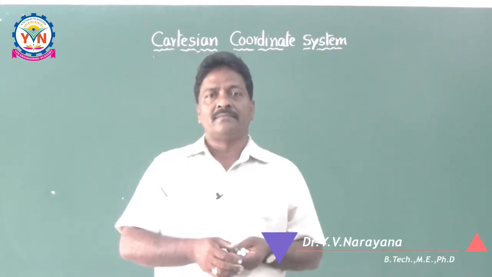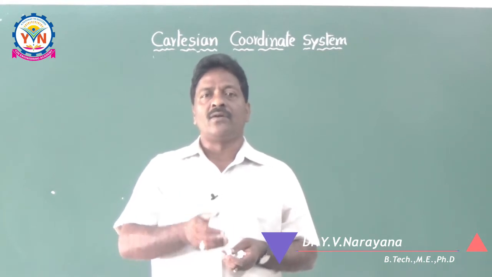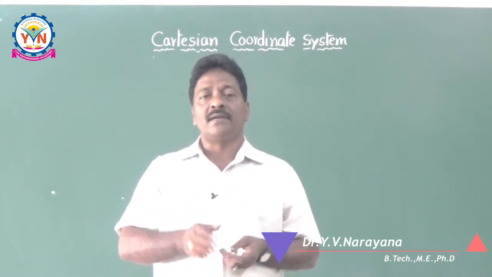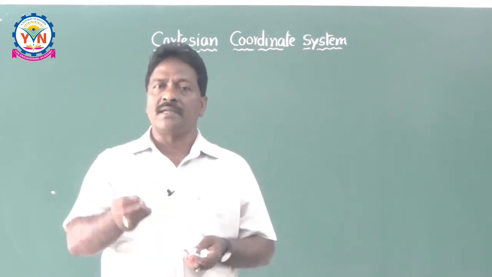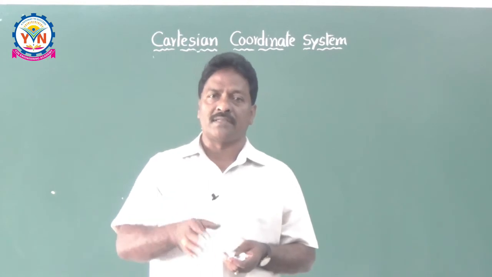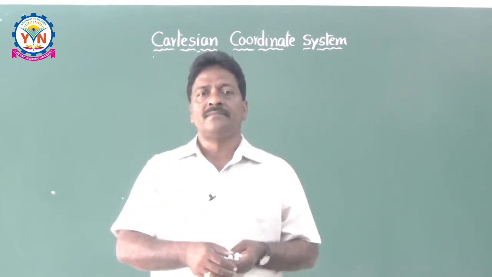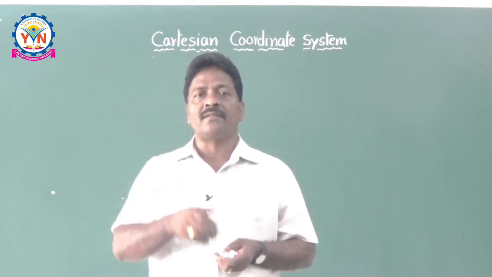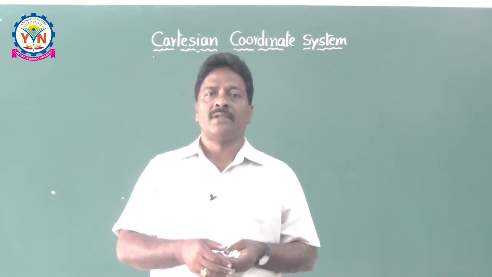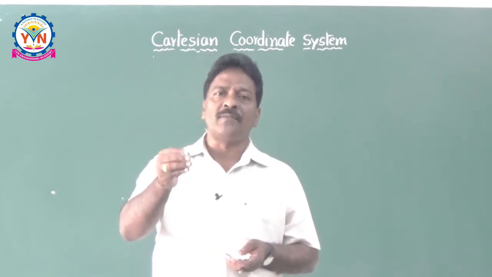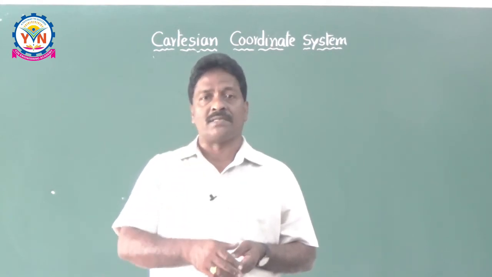Dear students, in this class, we are going to discuss the coordinate systems. There are three coordinate systems: Cartesian coordinate system, cylindrical coordinate system, and spherical coordinate system. All these coordinate systems are very useful to study electromagnetic fields, which are always varying with respect to distance and time. So, if you want to get more information about these fields, definitely you should have knowledge of these coordinate systems.